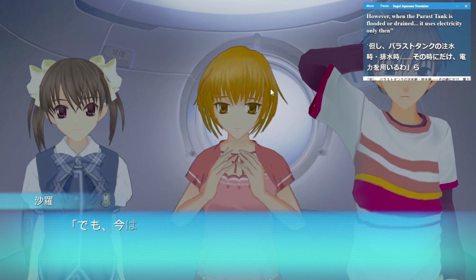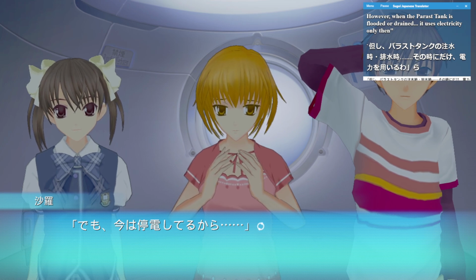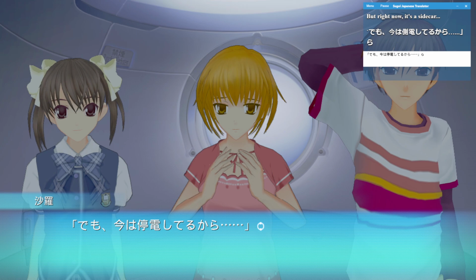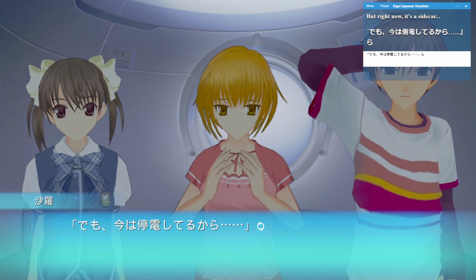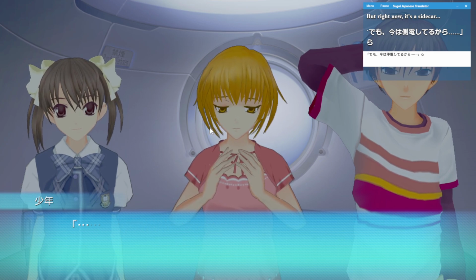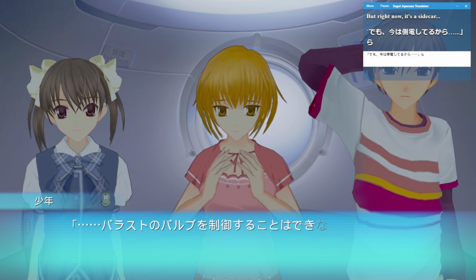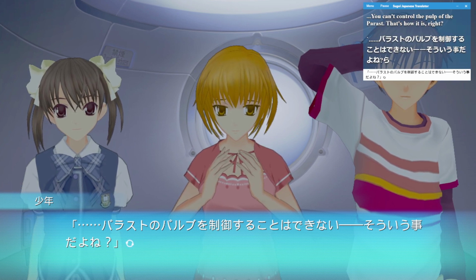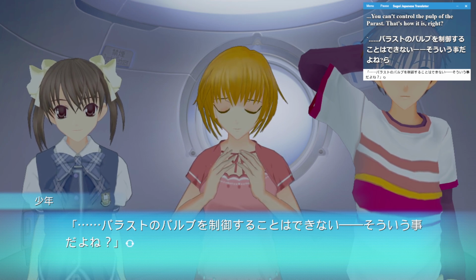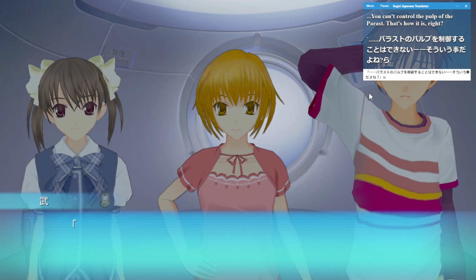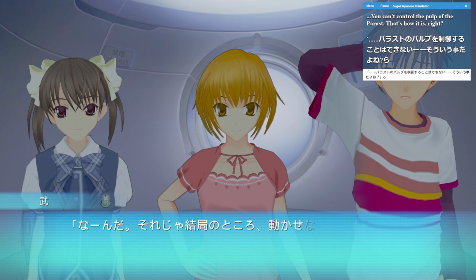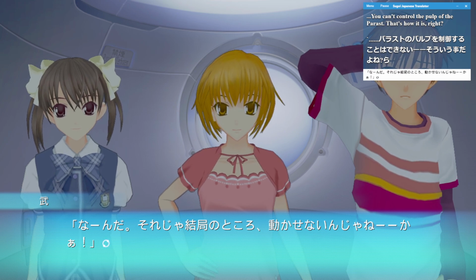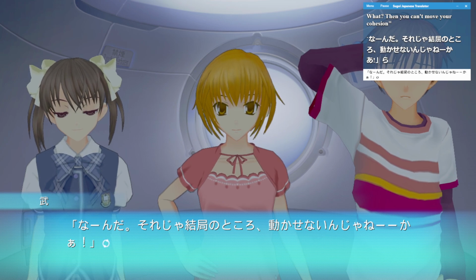Well, yes, but right now there's no power, right? You can't control the pump for the ballast, so that's how it is, right? Yep. That was a weird translation I made. I'll translate that to yep. What? Then we can't move it?